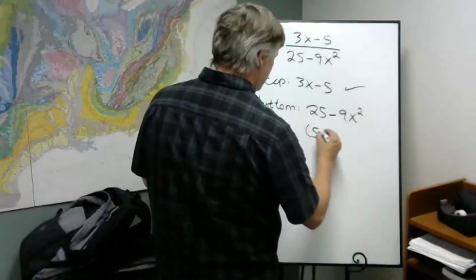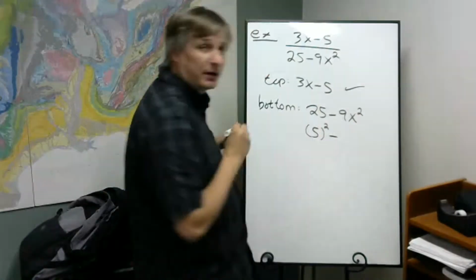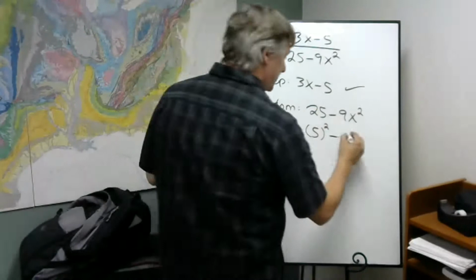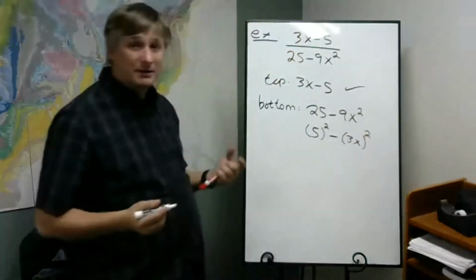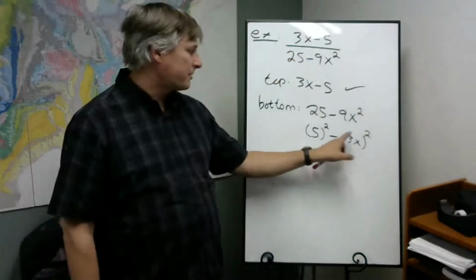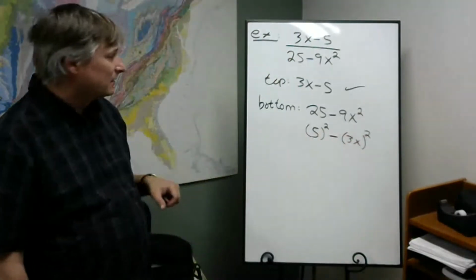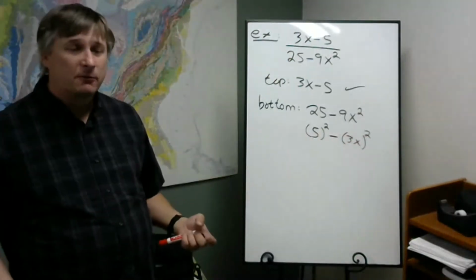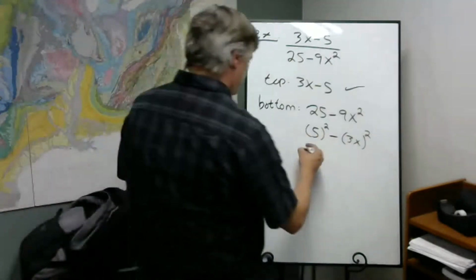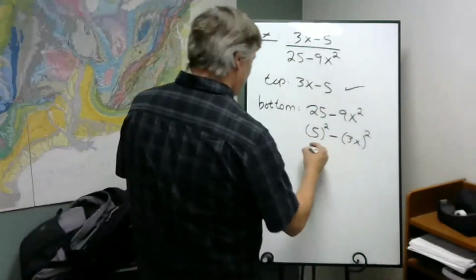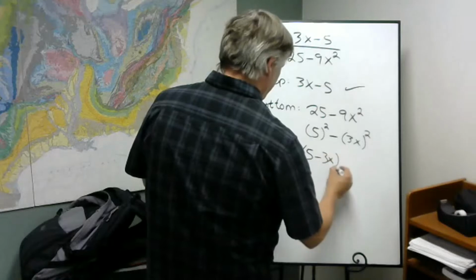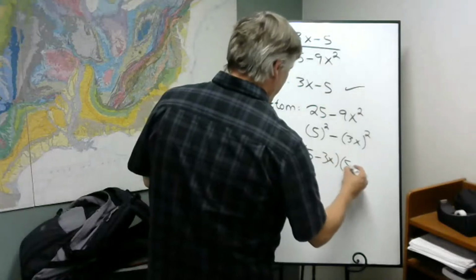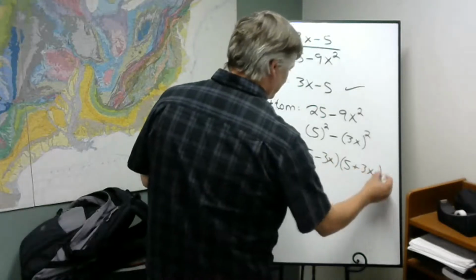25 is 5 squared. 9x squared is 3x quantity squared. So you'll square the 3 and you'll square the x. And using our formula for difference of squares, this is a and this is b. 5 minus 3x times 5 plus 3x.